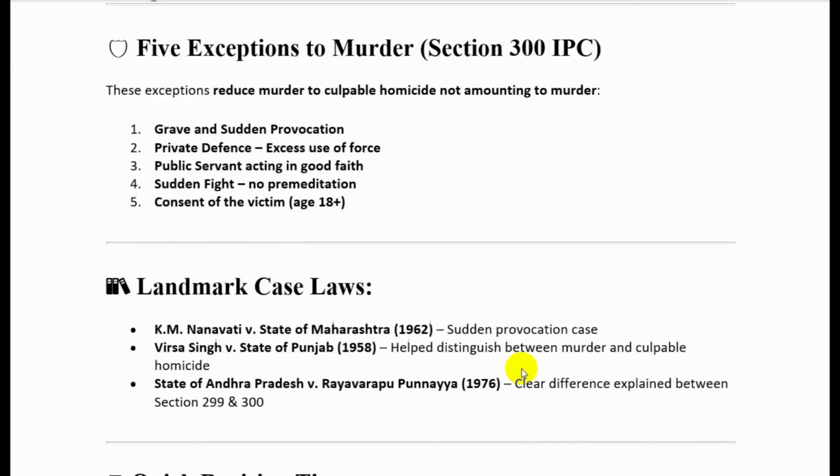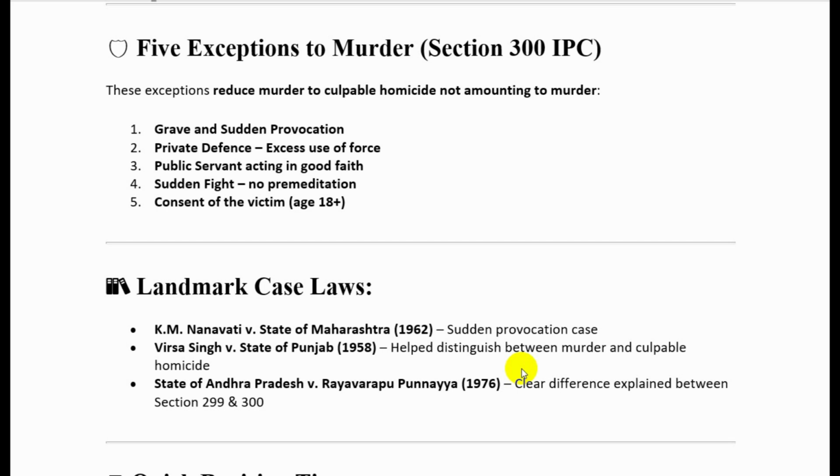Now, let's go with murder. Section 300 IPC. These exceptions reduce the murder. So if there was a murder, that is if a death was caused with an intent to cause death, or with an intent to cause an injury likely to cause death, then it will amount to murder.